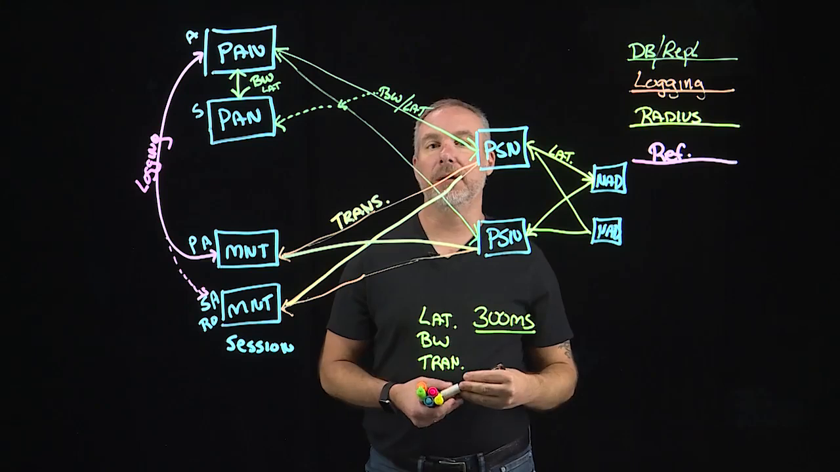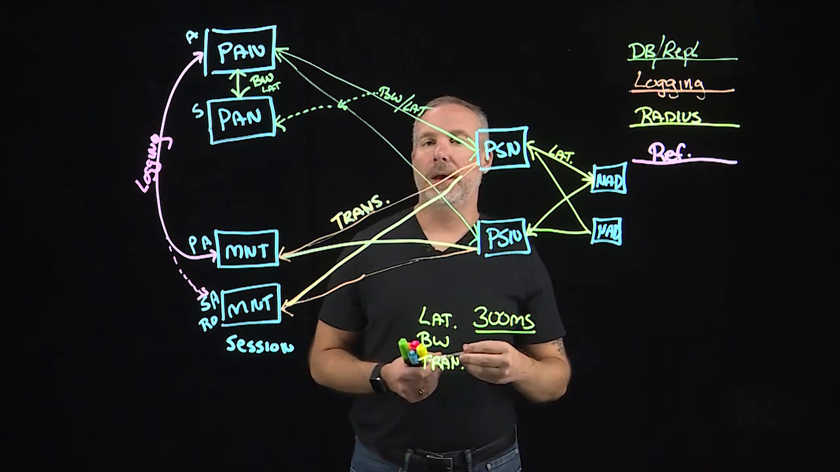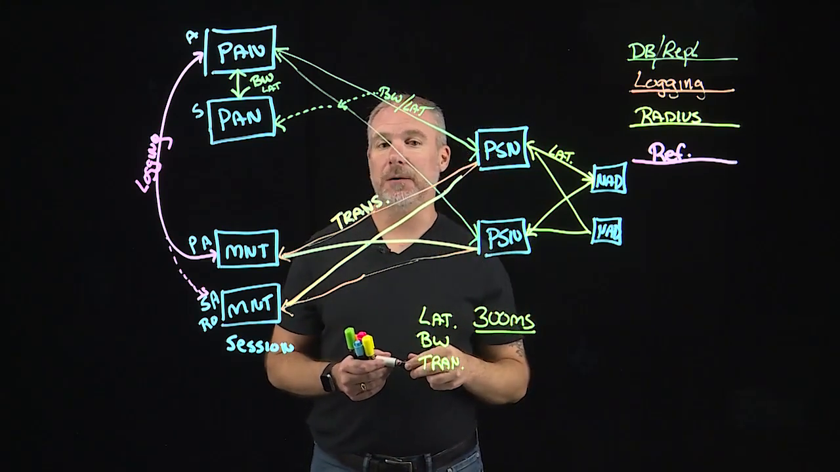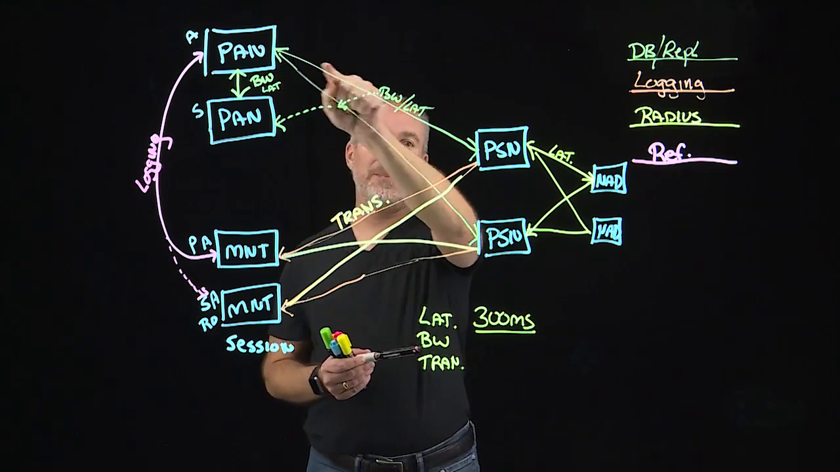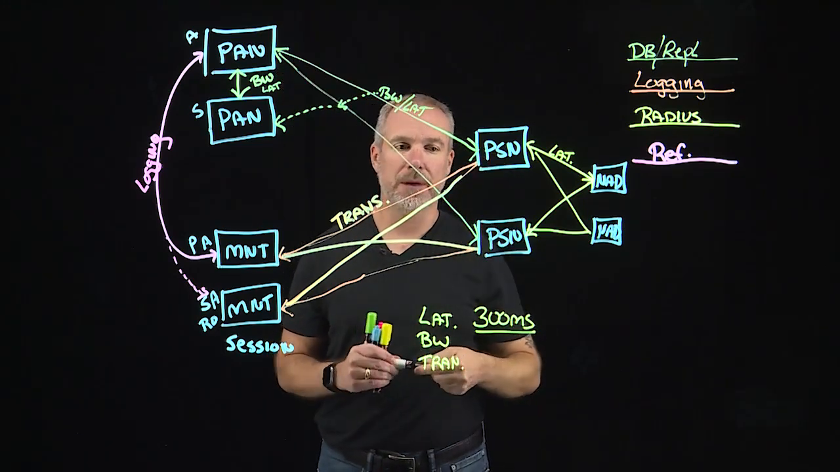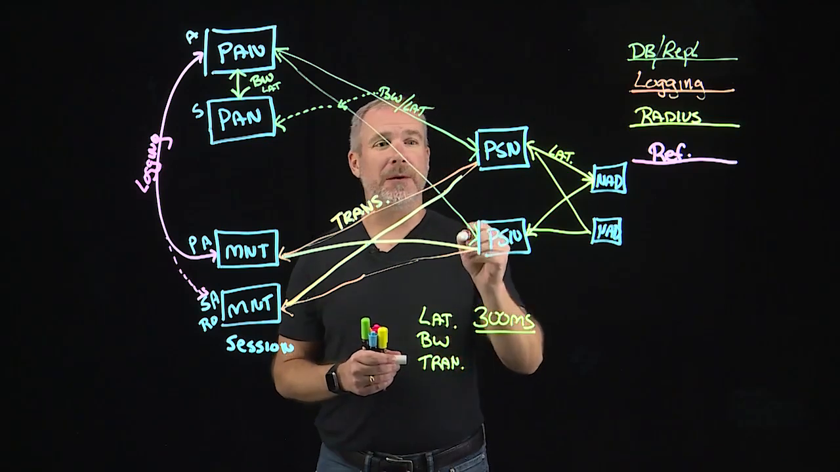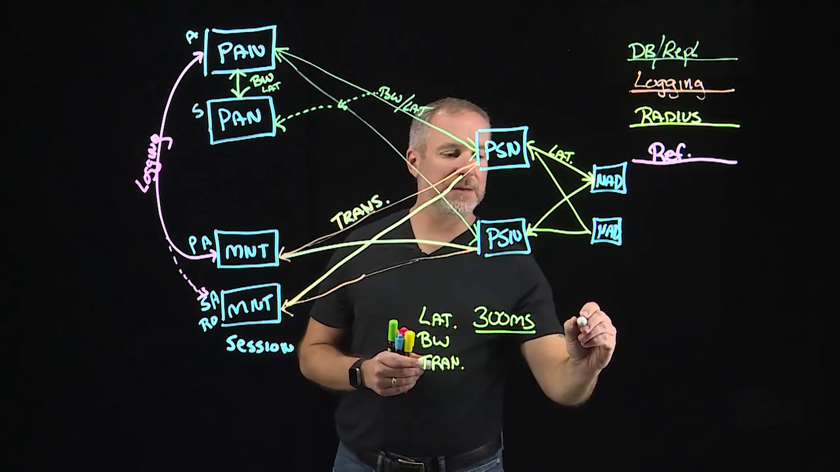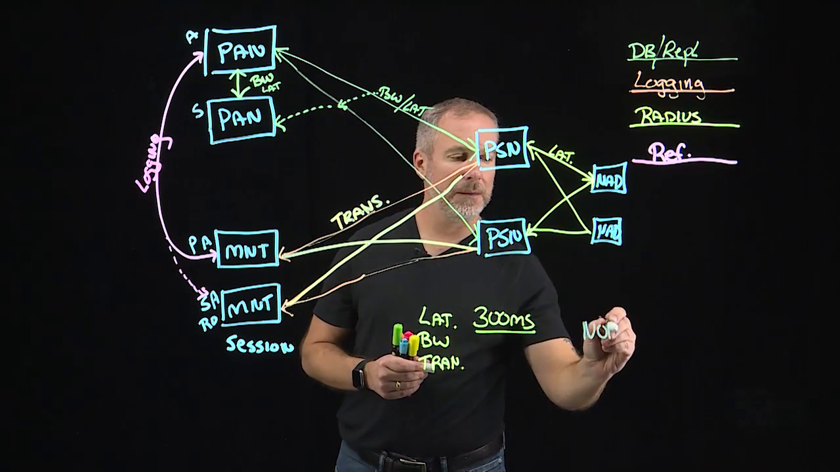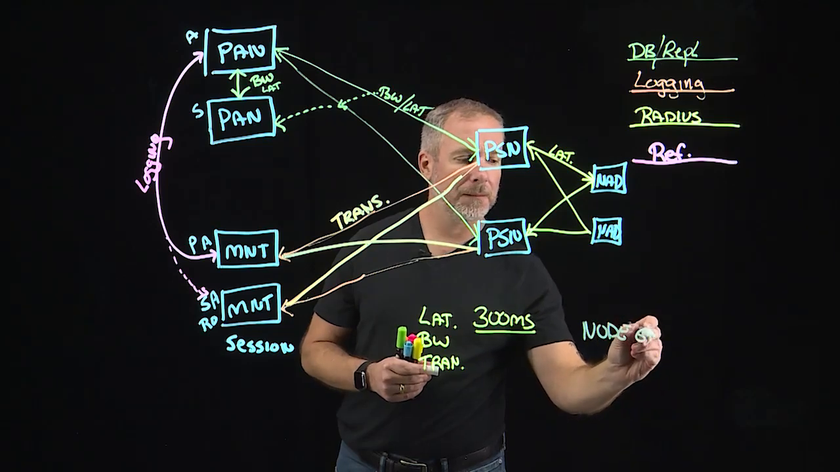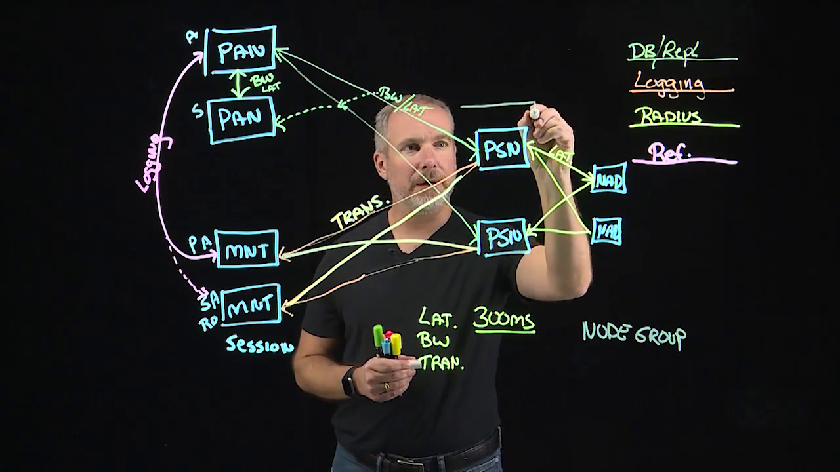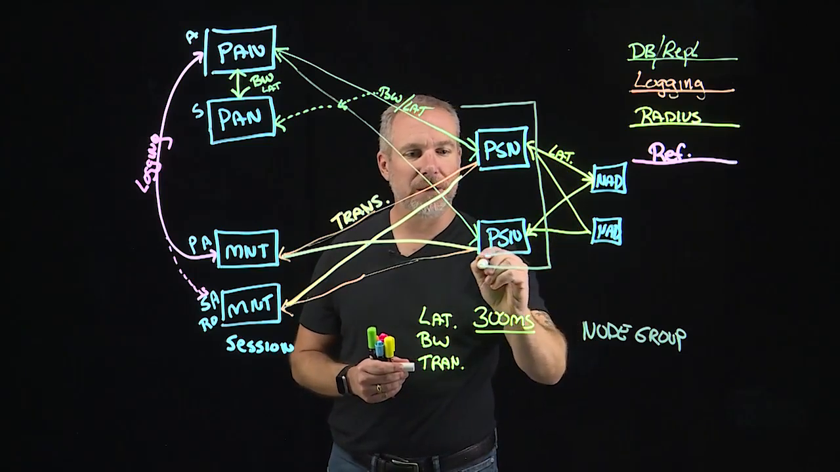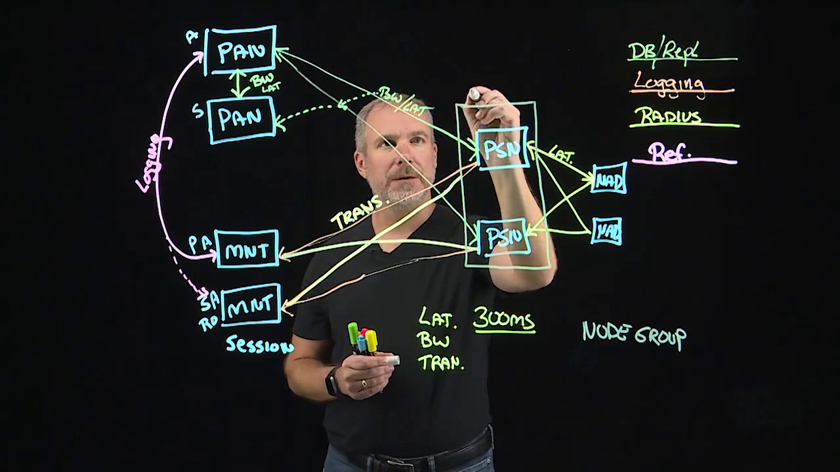One last thing I want to call out that we really haven't talked about is this concept of node groups. And if you remember, the replication is hub and spoke, so any change here gets sent up to the primary PAN and then back down to the rest of the system. That might not always be optimal. So I've got this concept of a node group, and I'm just going to draw a node group around these two PSNs here. Just going to put NG.